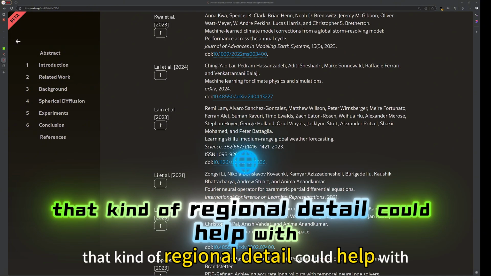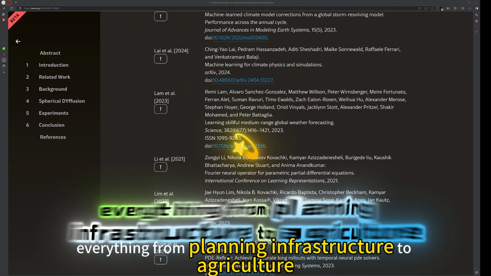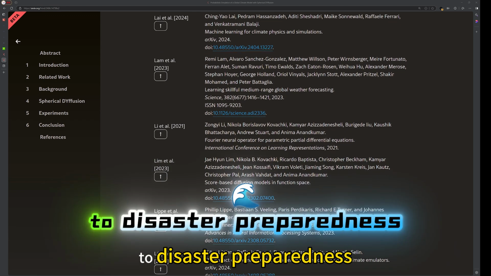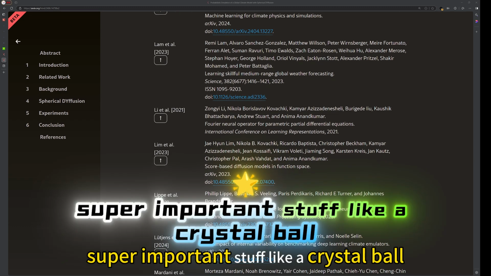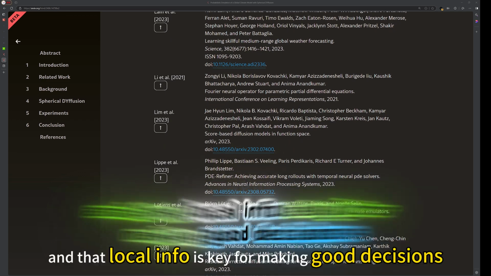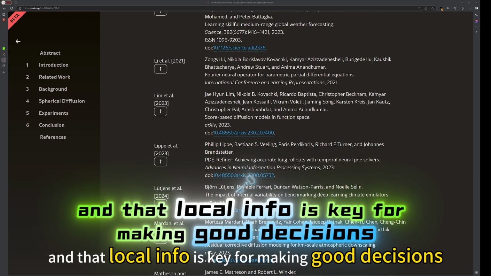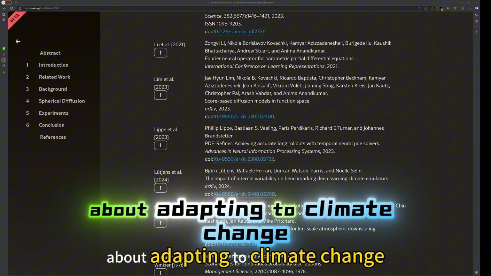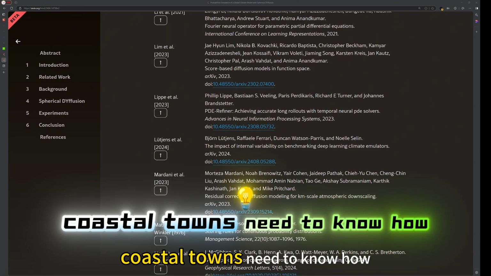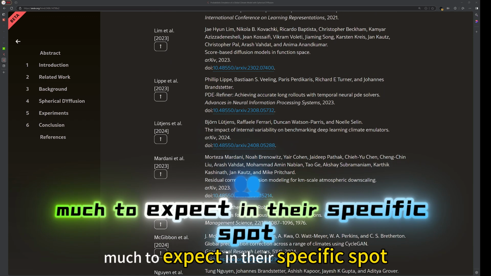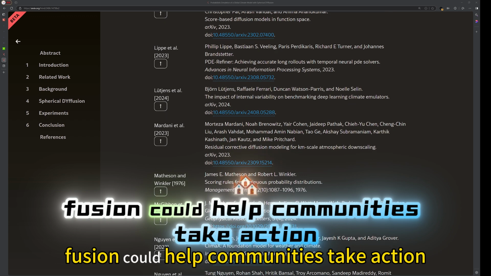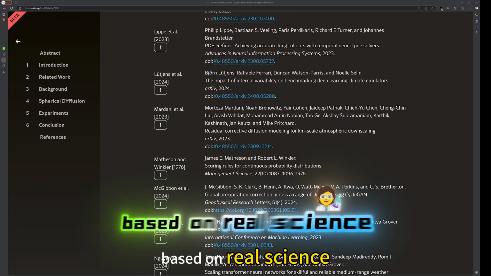That's the goal. That kind of regional detail could help with everything from planning infrastructure to agriculture to disaster preparedness. Super important stuff. Like a crystal ball, but for local climates. No more just general trends. And that local info is key for making good decisions about adapting to climate change. It's not enough to know sea levels are rising globally. Coastal towns need to know how much to expect in their specific spot and how that might affect them. So spherical DYffusion could help communities take action based on real science, not just guesswork.